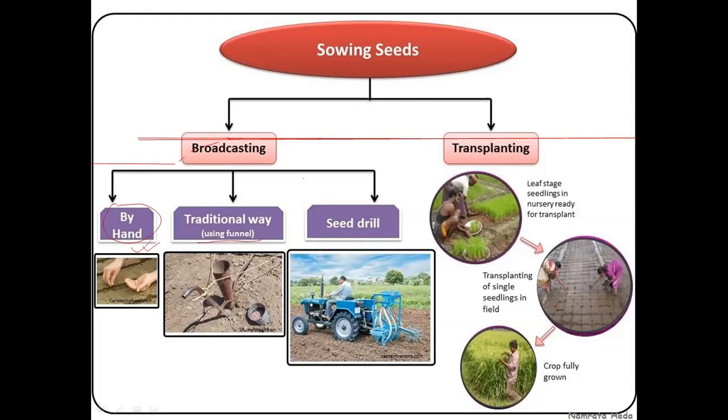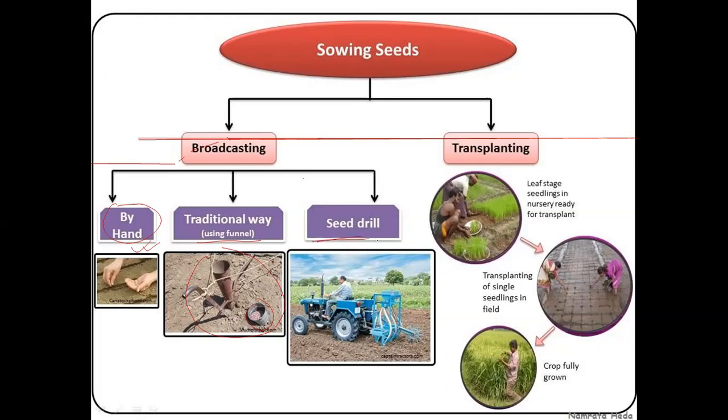You see, these funnel-like structures were used. This is a funnel, and this container is containing seeds. So seeds were put in this funnel, and like this they spread the seeds on the land.